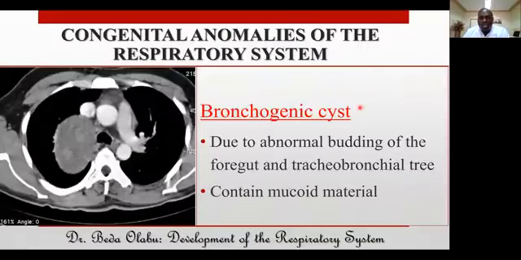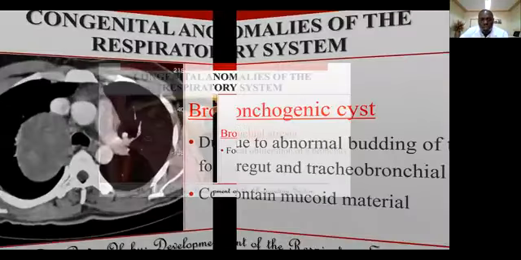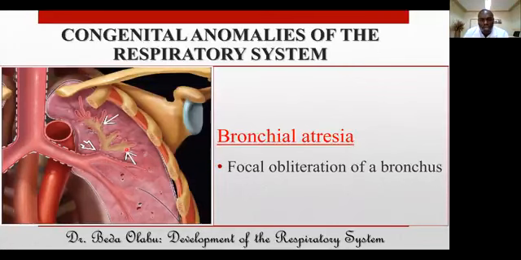Another malformation is what we call bronchogenic cyst. This is due to abnormal budding of the foregut from the tracheobronchial tree. So you just have a cyst basically that contains mucous material. We call that bronchogenic cyst. They are very common. They're usually located within the mediastinum basically. Bronchial atresia is blockage of the bronchus. So if you have blockage of one of the bronchus, then we call that bronchial atresia.